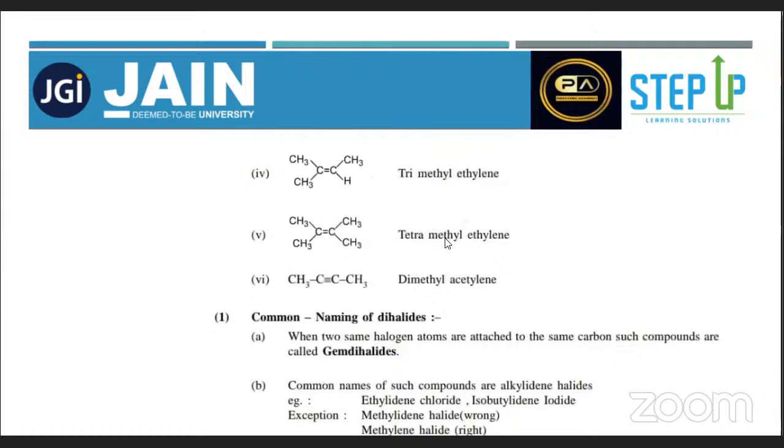Okay, so we have more examples. Now we have a few examples here. Common naming of dihalides. When two same halogen atoms are attached to the same carbon atom, such compounds are known as geminal dihalides. This is known as geminal halides, or we say gem dihalides. Next we have vicinal.